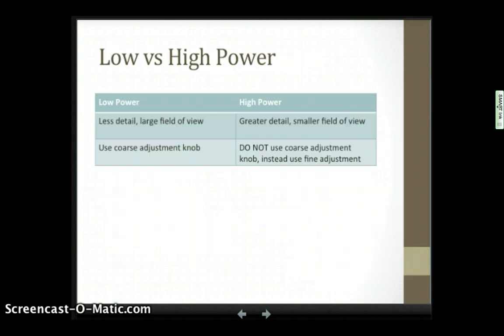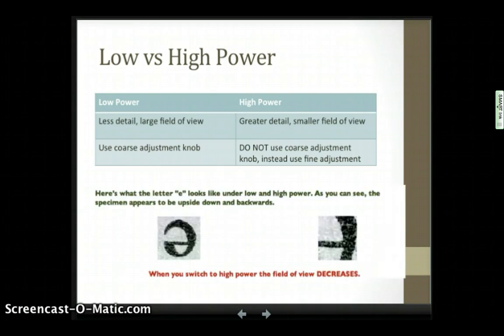So to summarize, low versus high power. Low power, you're going to get less detail, a larger field of view. High power, you're going to have greater detail, a smaller field of view. In low power, we use the coarse adjustment knob, which means it brings the entire body of the microscope up and down. As opposed to high power, you do not use the coarse adjustment knob because we don't want to break the slide or the microscope. So instead we use the fine adjustment knob.